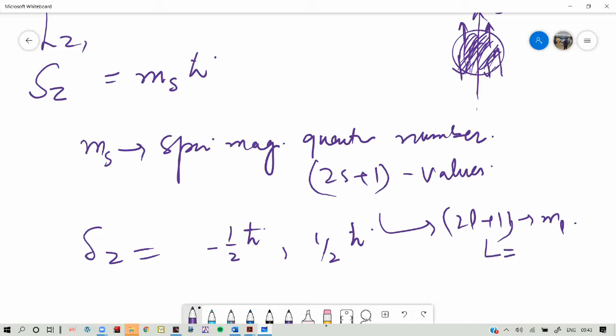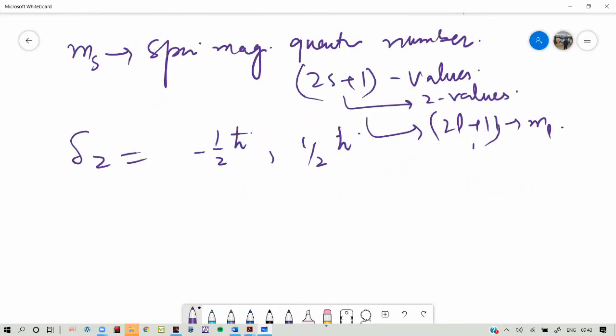So this is generally equal to two values: plus half and minus half. This gives us the two values. Oh sorry, this is for L here. Two values. Okay.